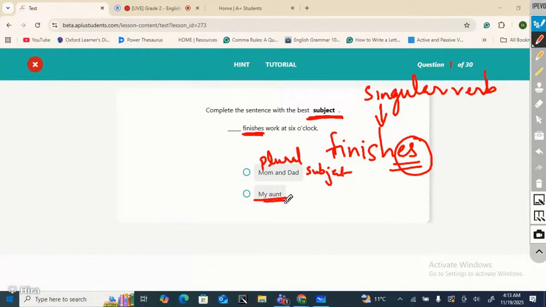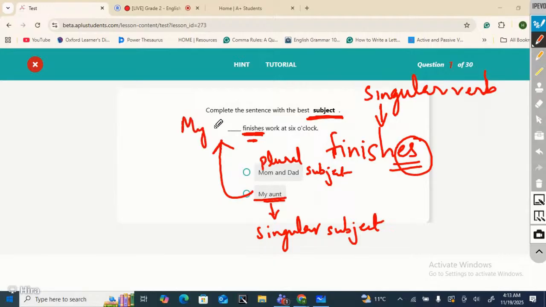My aunt. Does it name one person? Yes. It is a singular subject. We are looking for a singular subject because this verb is a singular verb because it ends in s. So what is the correct answer? My aunt finishes work at 6 o'clock.